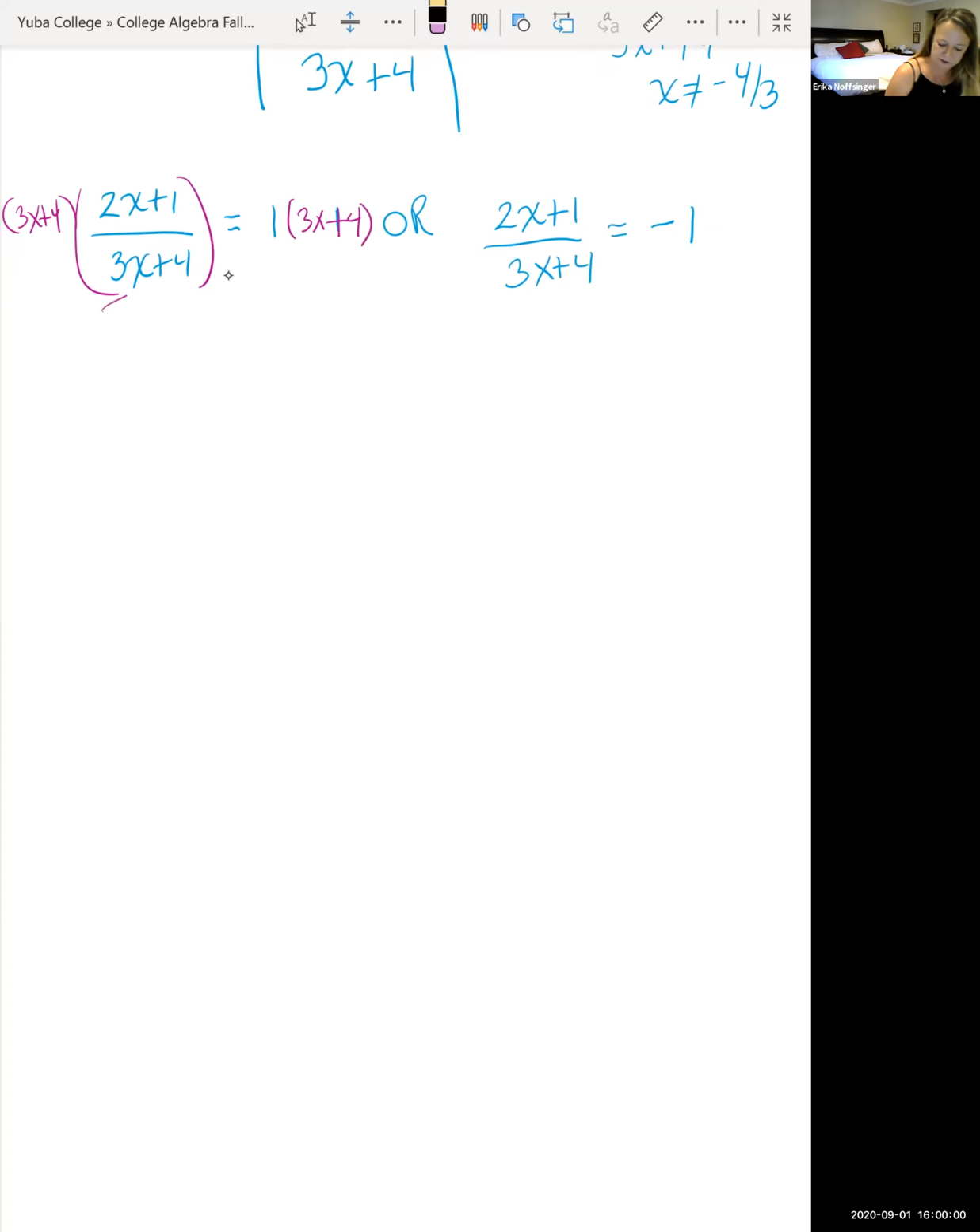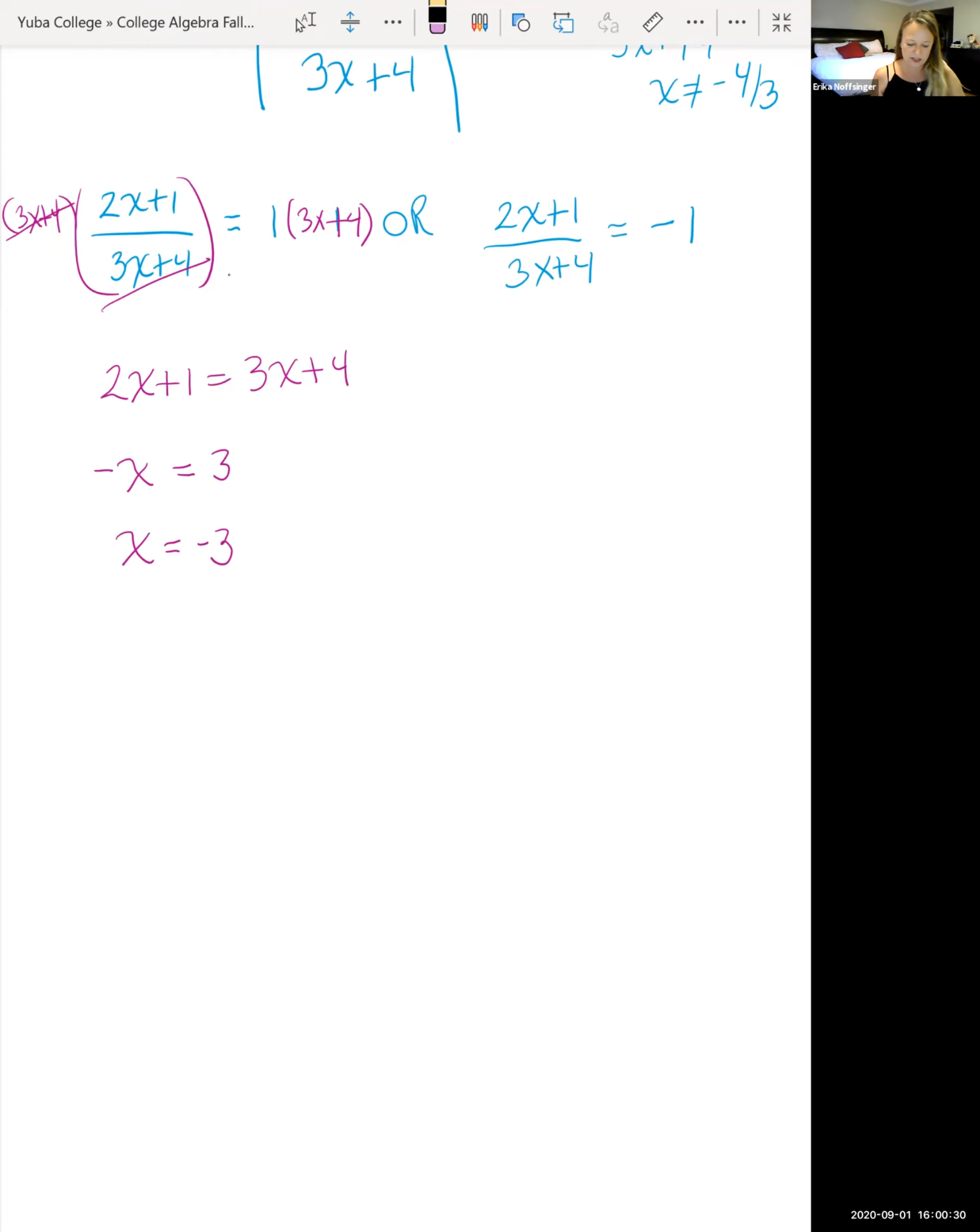So 3x plus 4 cancels. We're left with 2x plus 1 equal to 3x plus 4. Let's get variables to one side, constants on the other. If we subtract 3x from both sides, this gives me negative 1x. Let me subtract 1 on both sides. So this would equal 4 minus 1 is 3. So x is equal to negative 3.